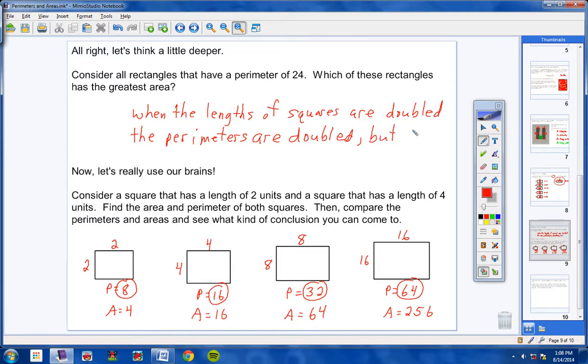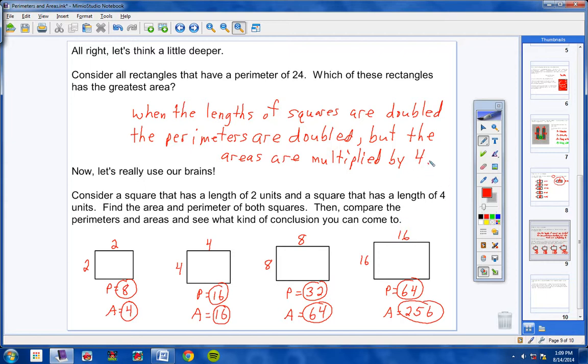But the areas are what? Well, let's take a look at it. I had an area of 4, then an area of 16, then an area of 64, and then an area of 256. Well, it looks like to me the areas are multiplied by 4. Okay, so there.